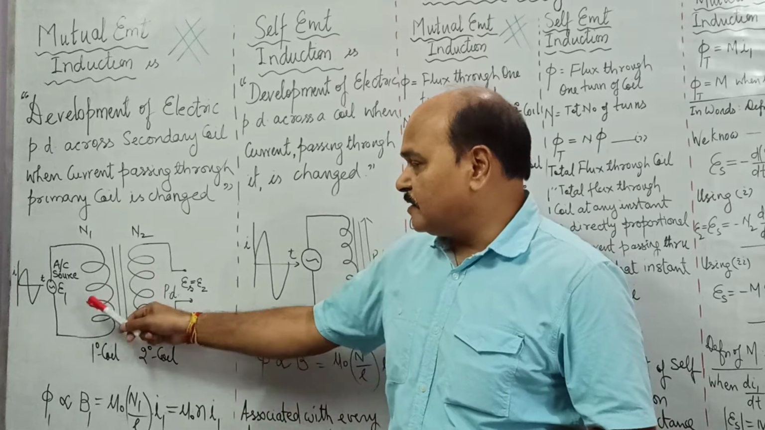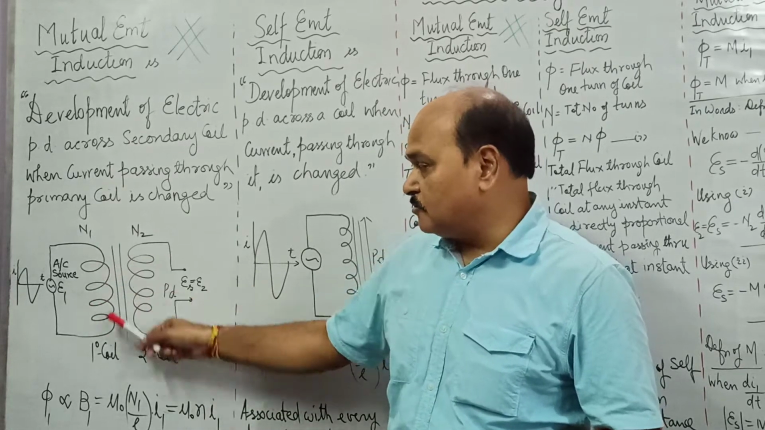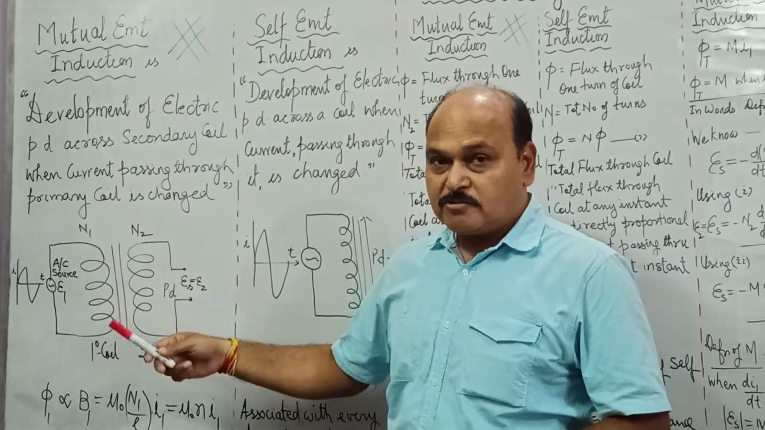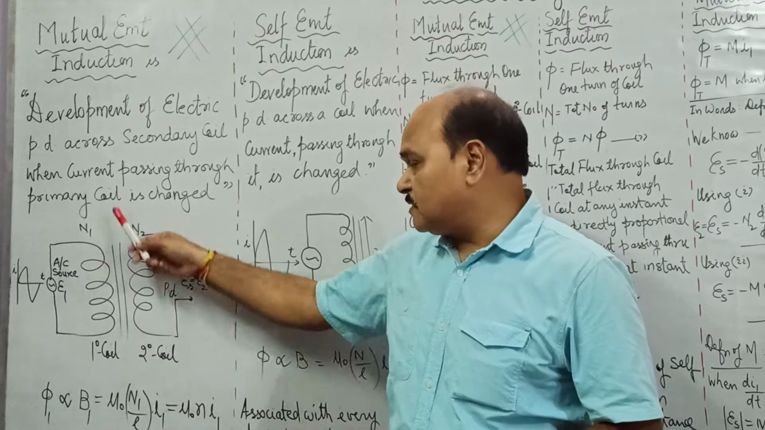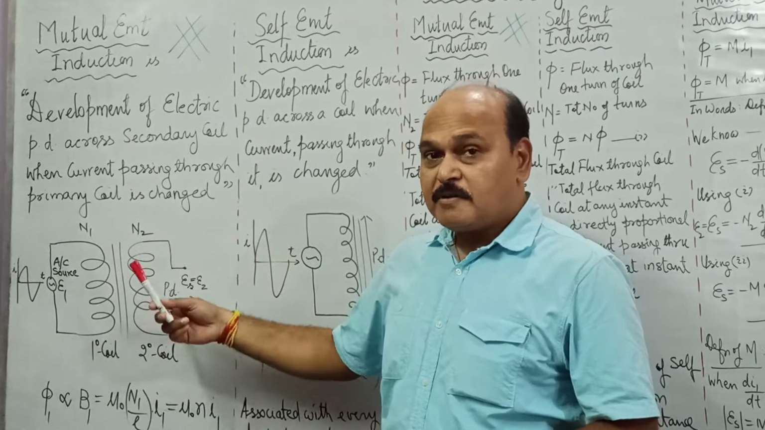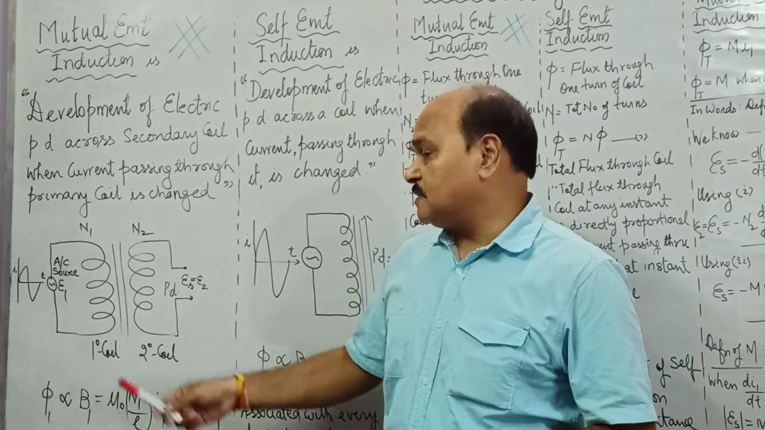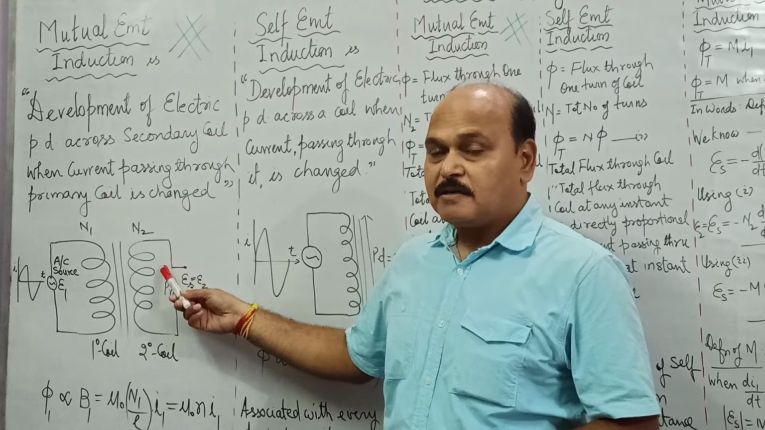Well, this is the symbolic representation of primary and secondary coils. You can see here two coils which are analogous to solenoids kept very close to each other. These lines drawn in between are the symbolic representation of the flux linkage. That is, the flux produced by the primary is linked with the secondary coil.